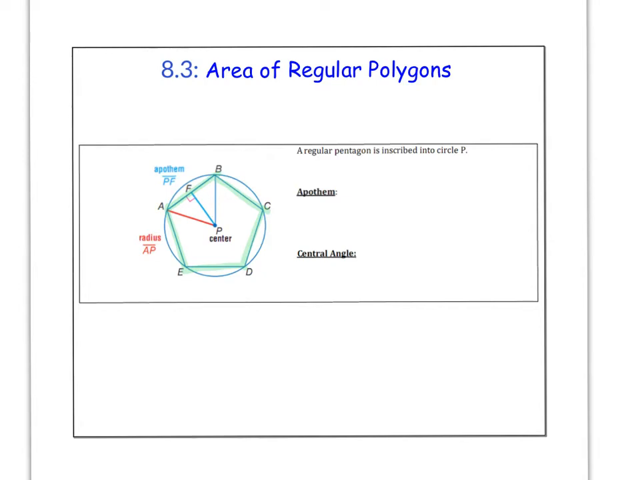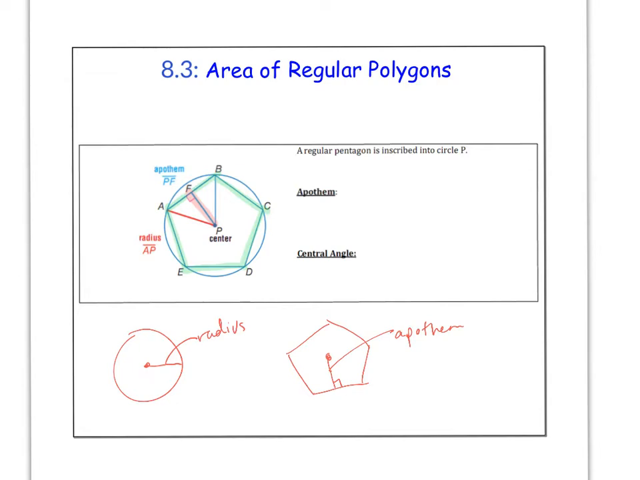Now, in a polygon, there is a thing called an apothem. An apothem starts at the center and goes to the middle of one of the edges of the polygon. So FP, which I'm outlining in pink here, is known as an apothem. In a circle, if you start at the middle and go to the edge, that is a radius. But in a polygon, like a pentagon, if you start in the middle and go to the middle of one of the sides, that is known as an apothem. So it's kind of like a radius, but a little different because it's not a circle.